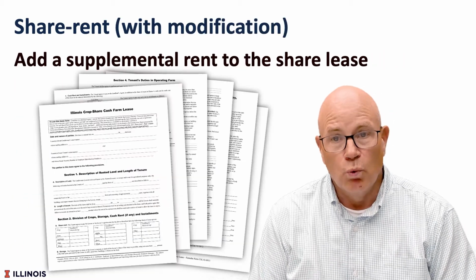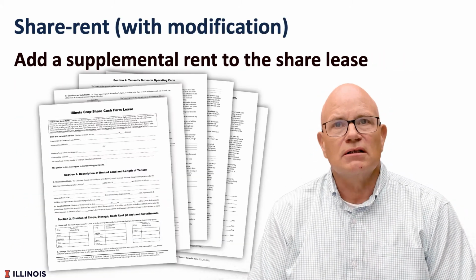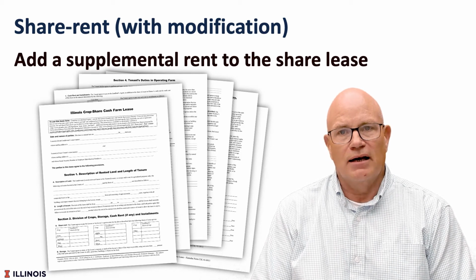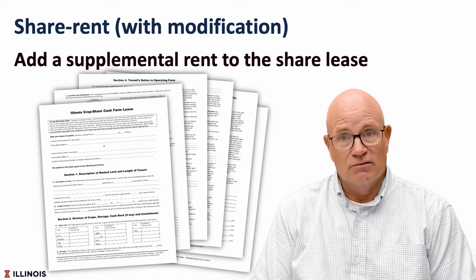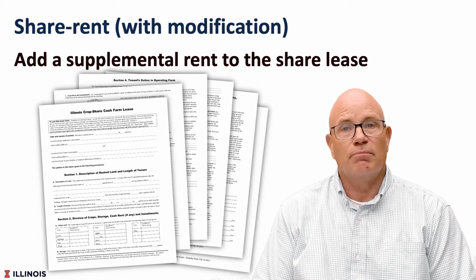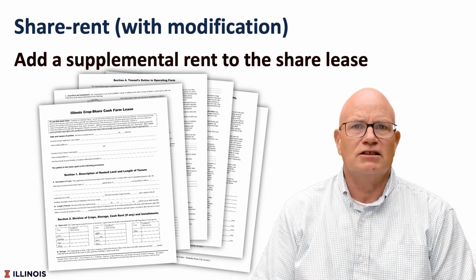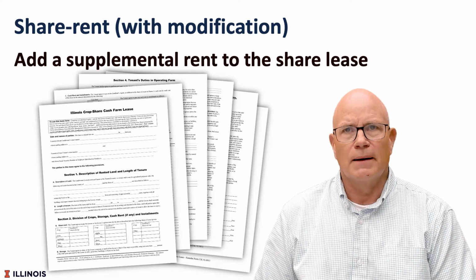A typical share rent with modification is one where a supplemental rent is added to the share lease. The landowner receives from the farmer an additional payment, which is often in the $20 to $30 per acre range in northern and central Illinois.